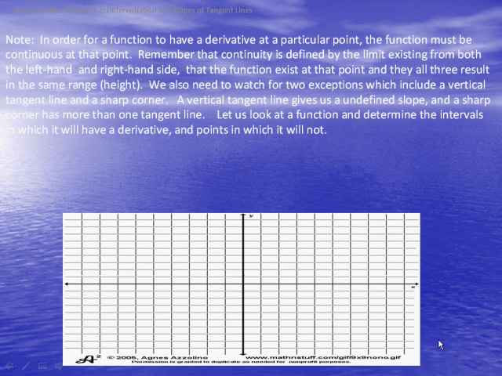In order for a function to have a derivative at a particular point, the function must be continuous at that point. Remember that continuity is defined as the limit existing from both the left and right hand side, that the function exists at that point, and that they all three give the same height. We also need to watch for two exceptions, which include the vertical tangent line and a sharp corner. A vertical tangent line gives us an undefined slope, and a sharp corner has more than one tangent line. Let us look at a function and determine the intervals in which it will have a derivative and the points in which it will not.